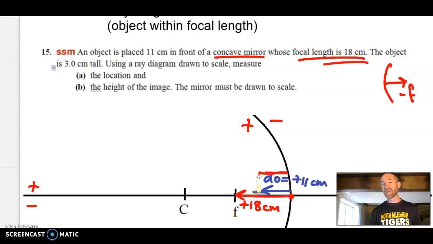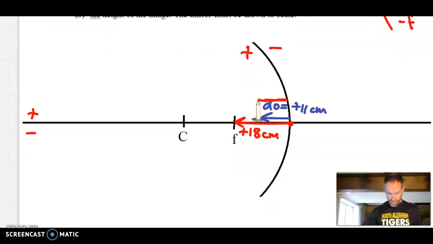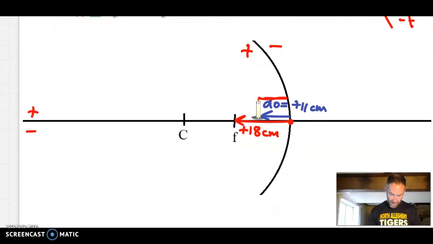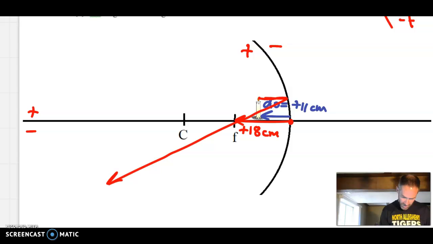And now it hits the mirror and reflects, and this time it reflects through the focal point. Last time we just had to line up the focal point. This time it actually does go through the focal point. And so I'm lining up my straight edge so that I can go from that spot where it hit the mirror down to the focal point, like so. And there's the parallel ray coming out.